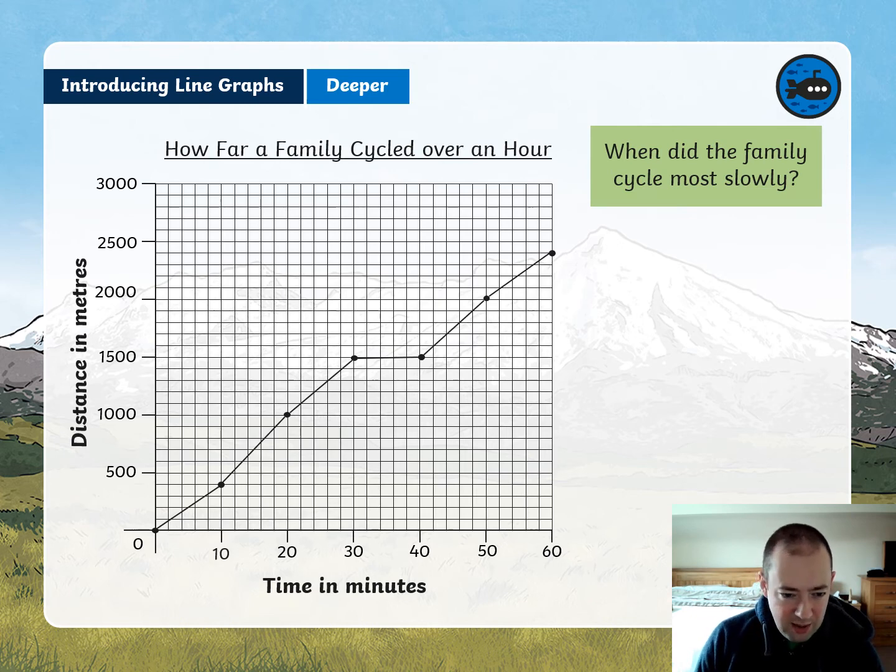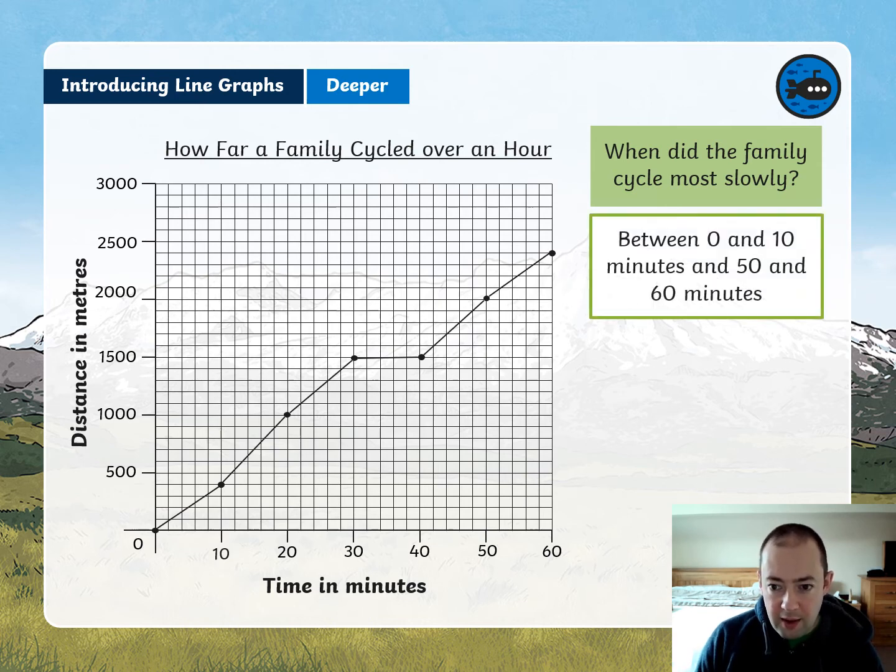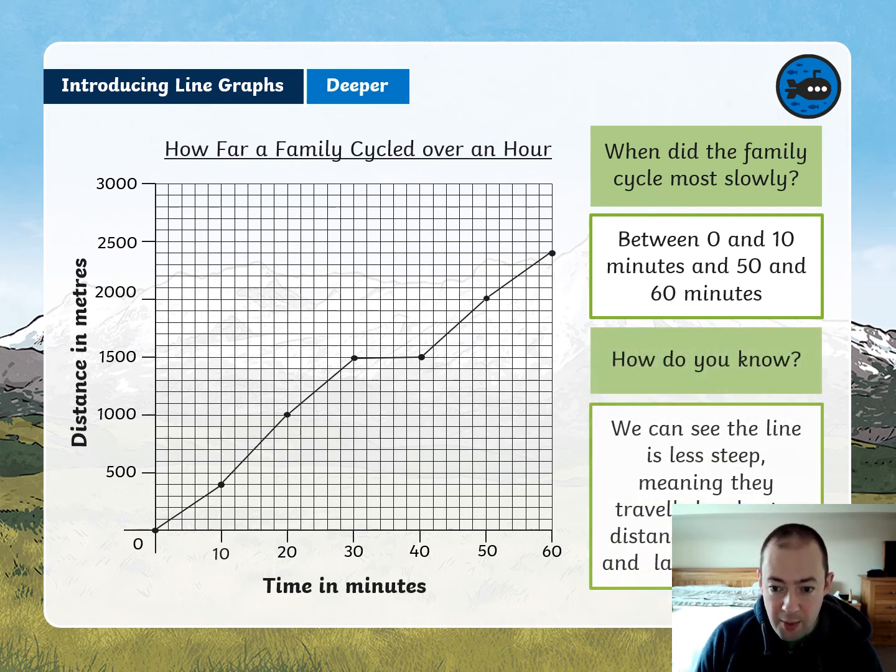But also I can see between 0 and 10 that the line's kind of shallow there as well. It's not as steep there either. Between 0 and 10 minutes and 50 and 60 minutes. There's no way you can really tell them this. You've just got to get a feel for the question and have a look at it and see where the question can be answered. How do you know? You can see the line is less steep, meaning they travel less distance. So you need to know that by looking at the line graph.